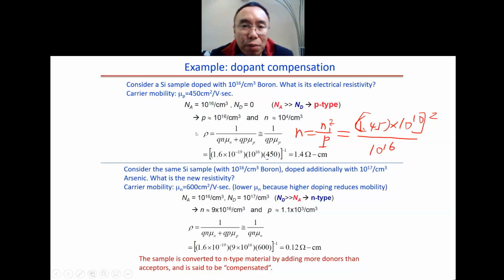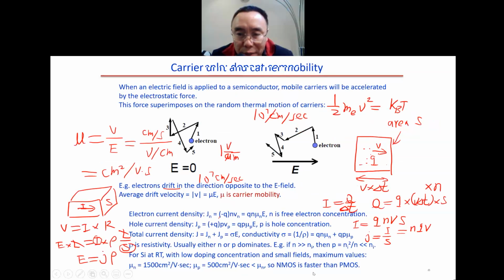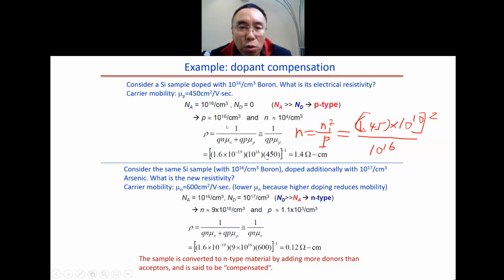Then the resistivity is given by this formula: resistivity equals 1 over (q n mu n plus q p mu p). The n is very, very small, so this term can be ignored, and we have this one left behind. Then we put the numbers in, the electron charge, carrier concentration, and mobility, and we get 1.4 ohm centimeter.